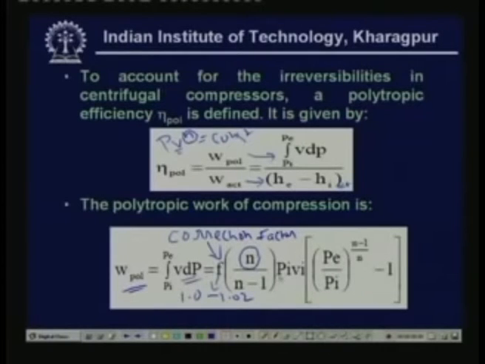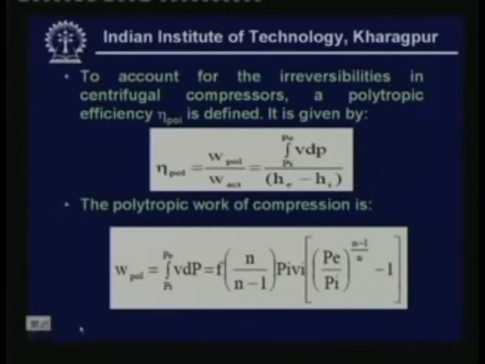And Pi is the inlet pressure, that is the suction pressure, and Vi is the specific volume of the refrigerant at the suction condition, and Pe is the exit pressure or the discharge pressure. So these are the different terms of this equation, and as I said, this equation is obtained by simply integrating integral VdP from Pi to Pe.